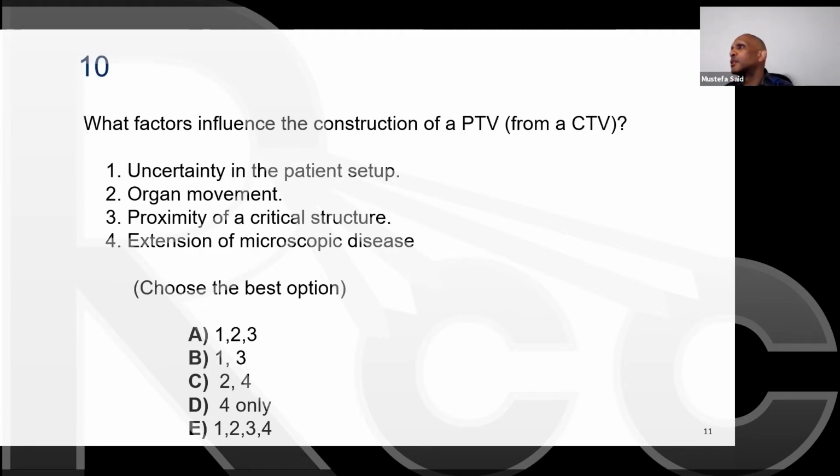What factors influence the construction of PTV from a CTV? These are the choices. 1, uncertainty in the patient setup. 2, organ movement. 3, proximity of critical structures. 4, extension of microscopic disease. So you have A, 1, 2, 3; B, 1, 3; C, 2, 4; D, 4 only; or E, 1, 2, 3, 4.